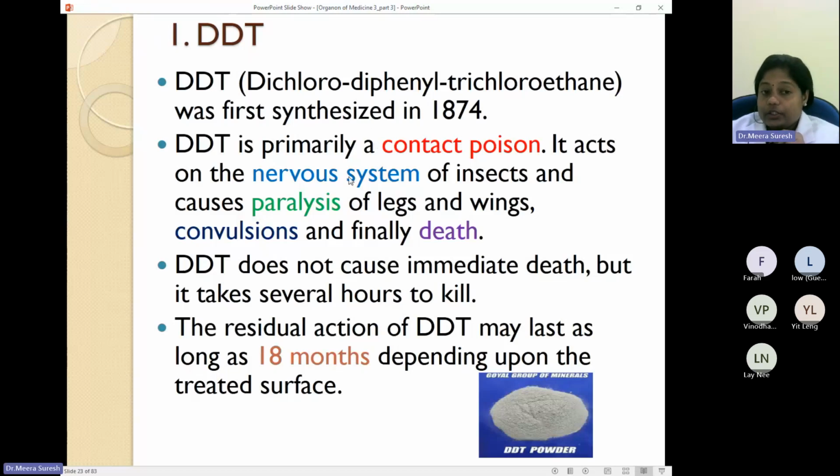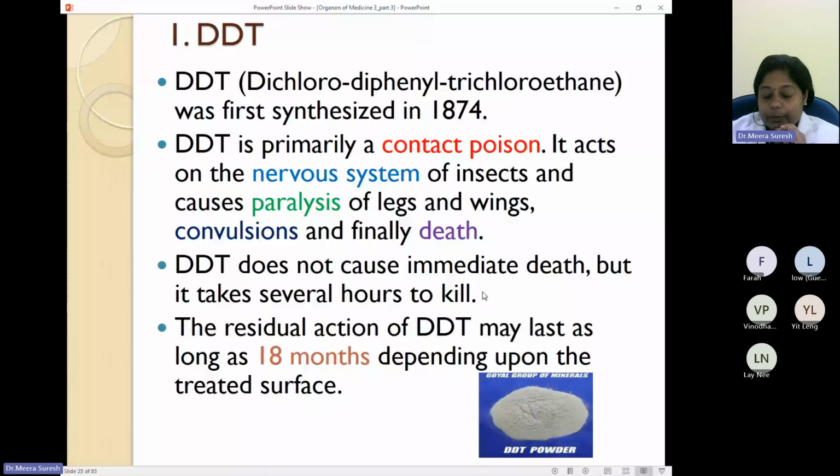So DDT, as we already told, is a contact poison. When the organism comes into touch with this DDT, they are getting killed. It actually acts on the nervous system, and how it kills the insects is that it causes paralysis of legs and wings, and then it produces convulsion and finally death. That is how it acts on the nervous system. But DDT does not cause immediate death, it takes several hours to kill.